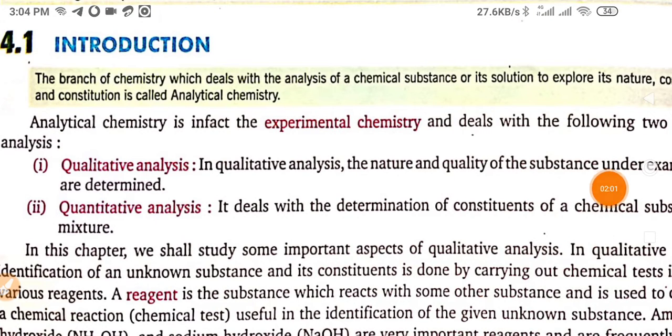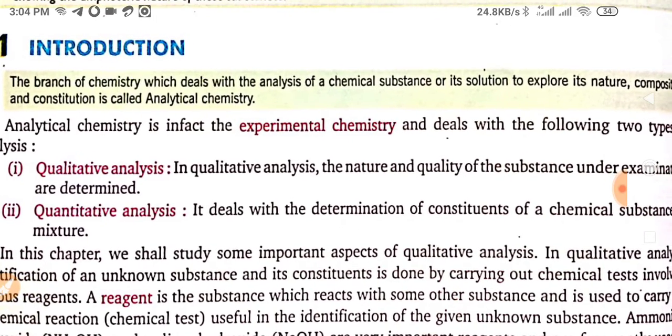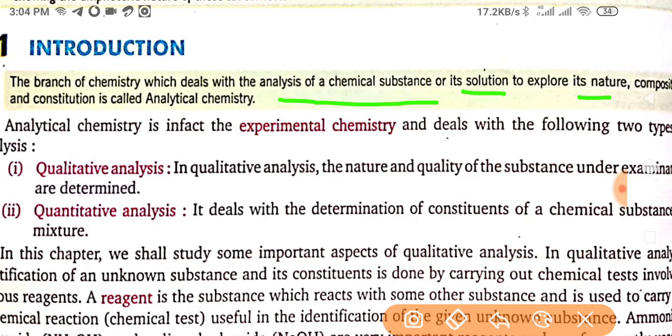So we start the chapter. The branch of chemistry which deals with the analysis of a chemical substance or its solution to explore its nature, composition, and constitution is called analytical chemistry. So in analytical chemistry, you analyze a chemical substance or a solution, and you find its nature, its composition, and what components are found within it. It means its constitution. This is called analytical chemistry.